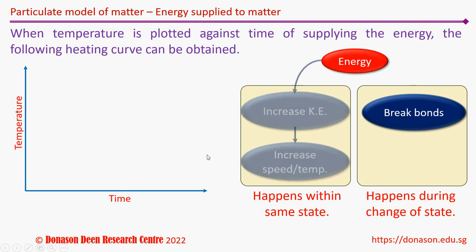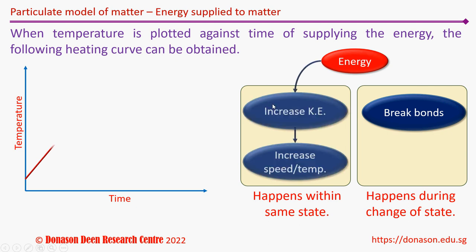So let's say a particular substance is in a solid state and we supply the energy. It is going to go into increasing the kinetic energy of the particles, and of course this in turn would increase the speed. Of course, when speed increases, the temperature is going to go up. So as we can see from this graph, the temperature is going to go up all the way.